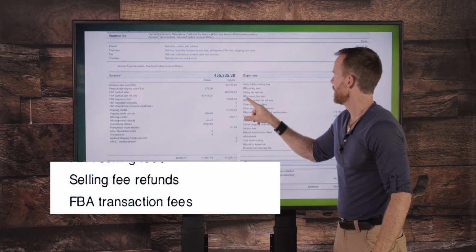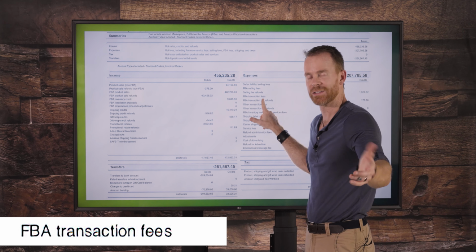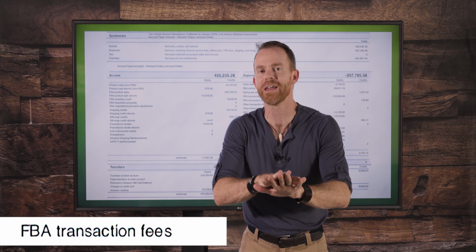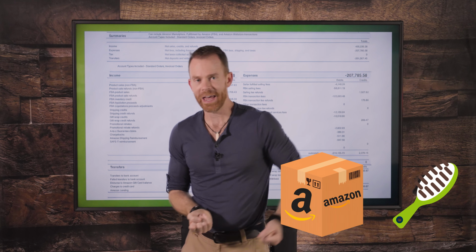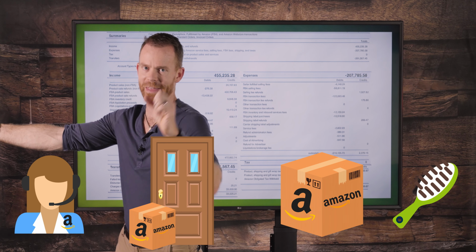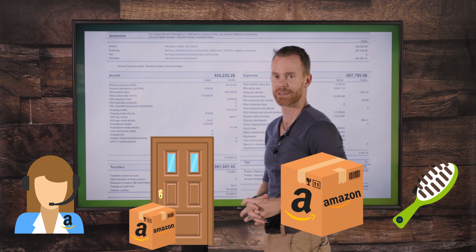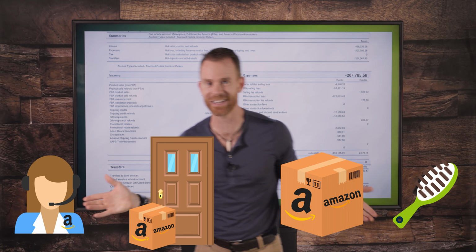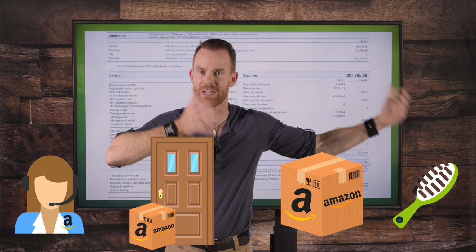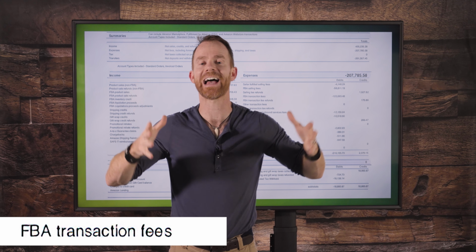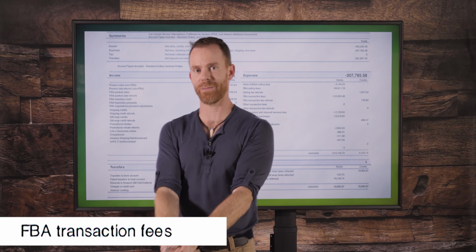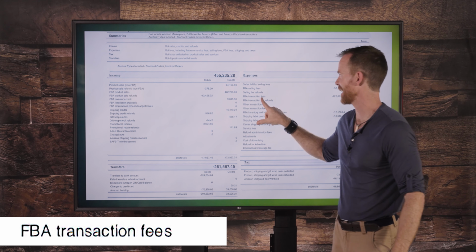The next one is FBA Transaction Fees. This isn't the referral fee for selling on their platform. This is for Amazon taking the product, packing it up, putting it in a box, and shipping it off to the customer, and they handle the majority of customer service. Now that has nothing to do with a percentage of the product sale. That is based on the size and weight of the product because they're shipping it for you. So that's what the FBA transaction fee is.